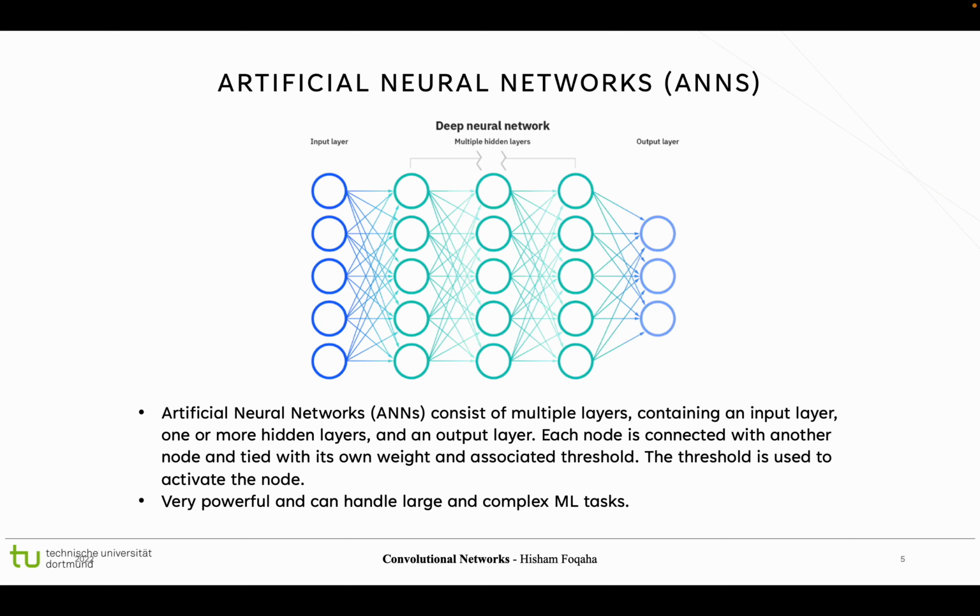We can see that an artificial neural network consists of multiple layers, containing an input layer, as you can see here, one or more hidden layers, and an output layer. We can see that each node is connected to another node, and that's used to activate this node as well. To specify which value will be passed to the next layer of the network, we have to activate which one of these nodes we are going to use.